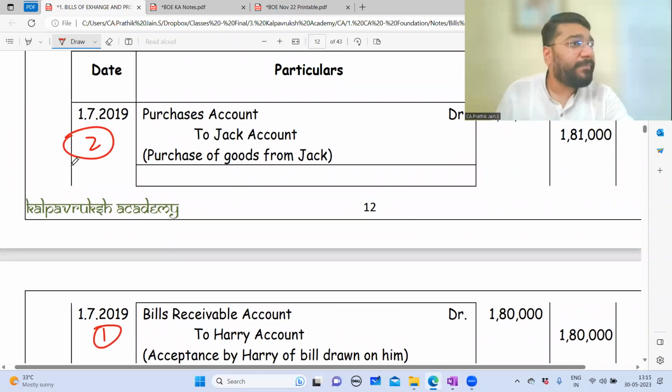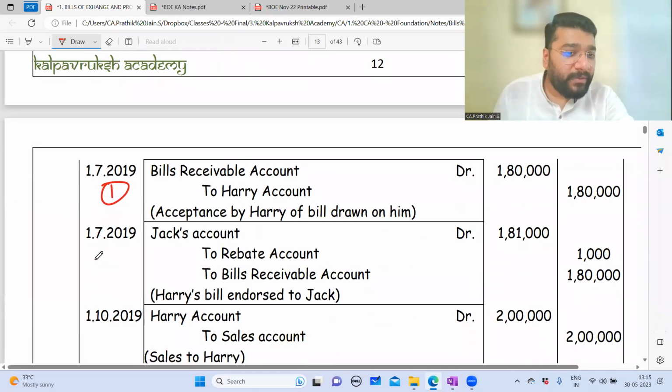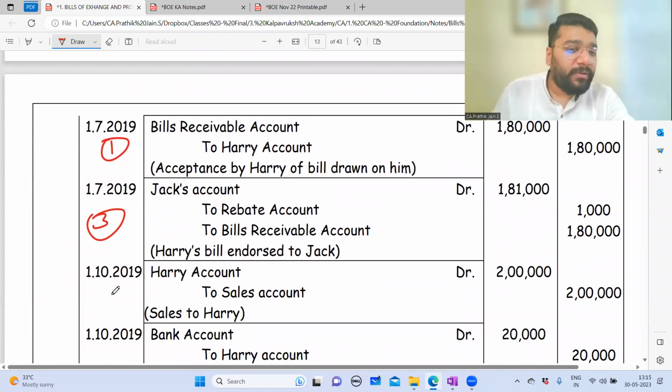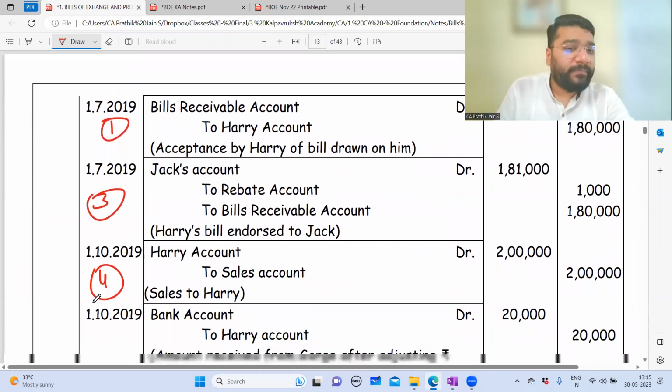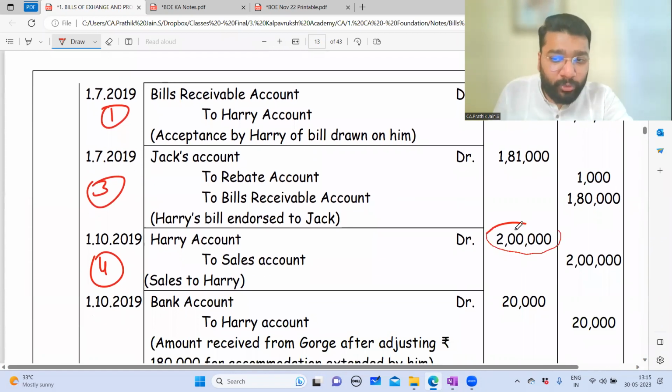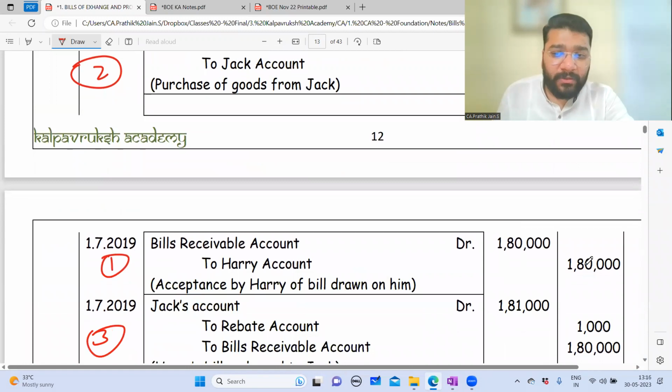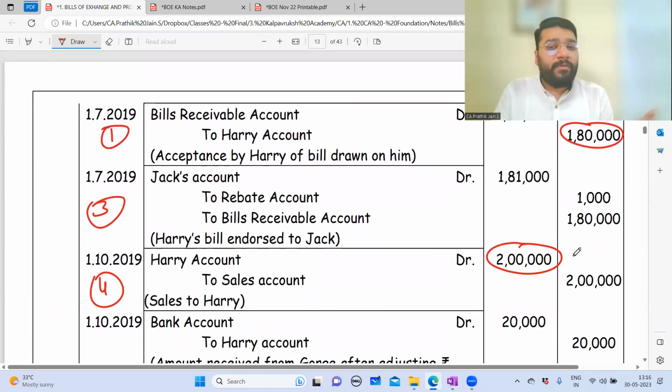This is the second entry. Third entry: we are making the payment to Jack. We are settling the payment to Jack through bills receivable. Fourth, we are selling to Harry. So from Harry, we have to receive 2 lakh. And here we have to pay to Harry how much? 180. So from Harry, we have to receive 2 lakh and we have to pay 180.